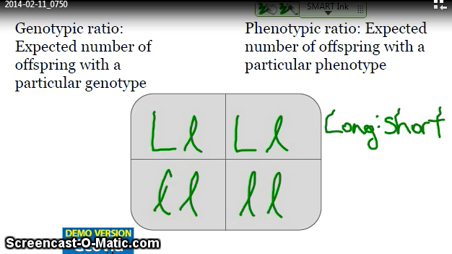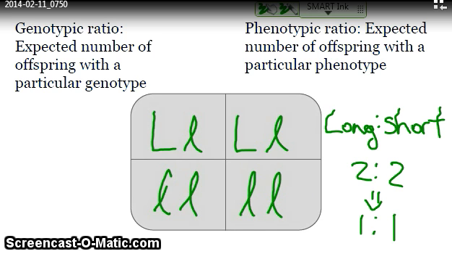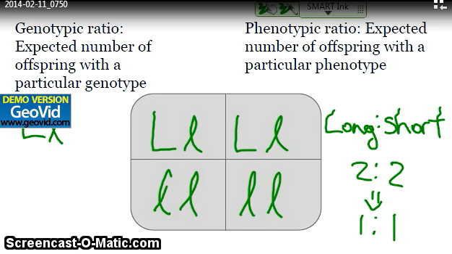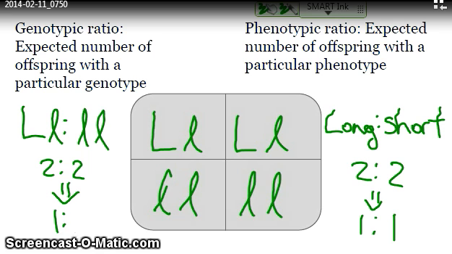and I apologize again for the handwriting, it is 2 to 2, which you can simplify to a 1 to 1 ratio. And then if we take a look over on the other side at genotypic ratio, heterozygote to homozygote recessive is 2 to 2 again, and so the ratio is 1 to 1.